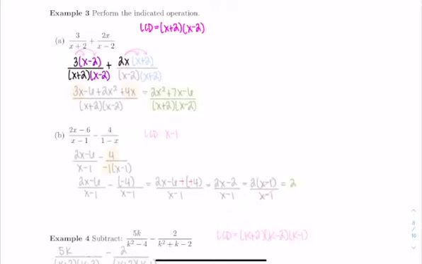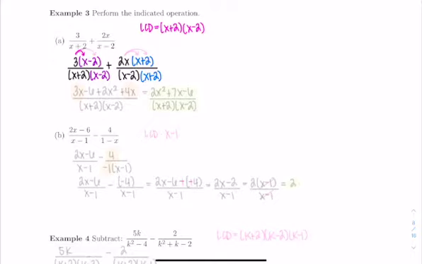For the second fraction, 2x over x minus 2, this time I have the x minus 2 part and I'm missing the x plus 2 part. And so again, what I do to the bottom, I have to do to the top. So now my denominators look exactly the same as they should, and we'll be able to combine the numerators.